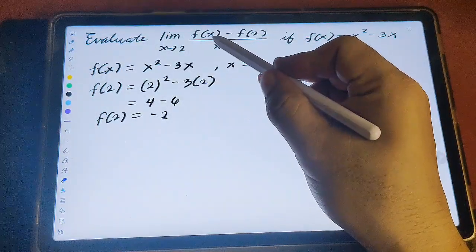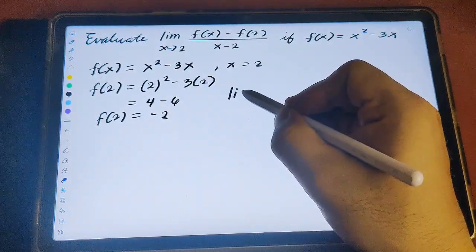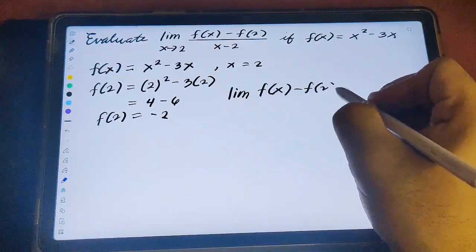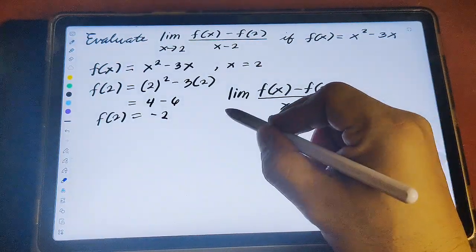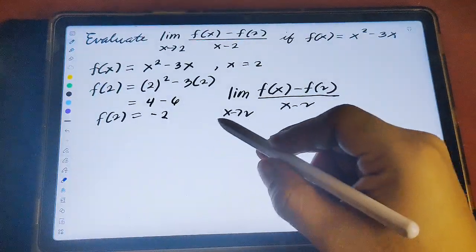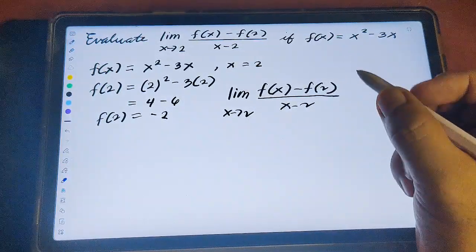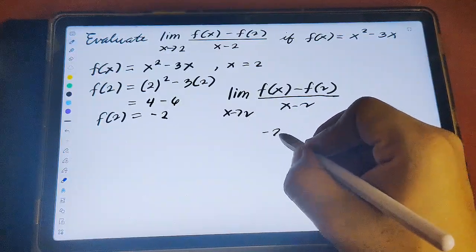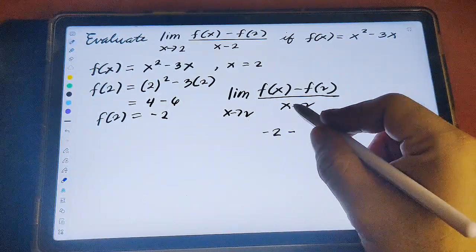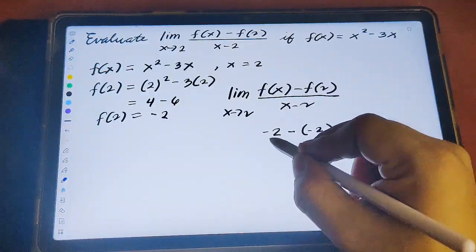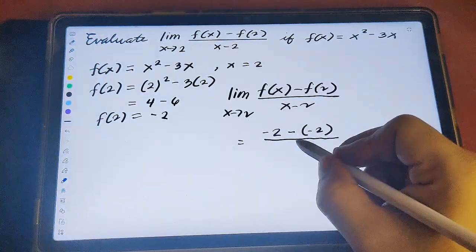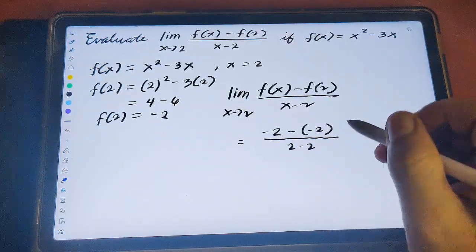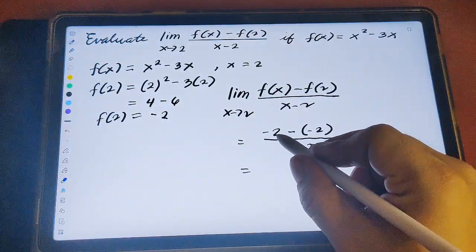So therefore, this is going to be the limit of f of x minus f of 2 over x minus 2 as x approaches 2. Upon substitution by x equals 2, this is going to be negative 2 minus f of 2, which is negative 2, right? Negative 2 over 2 minus 2.